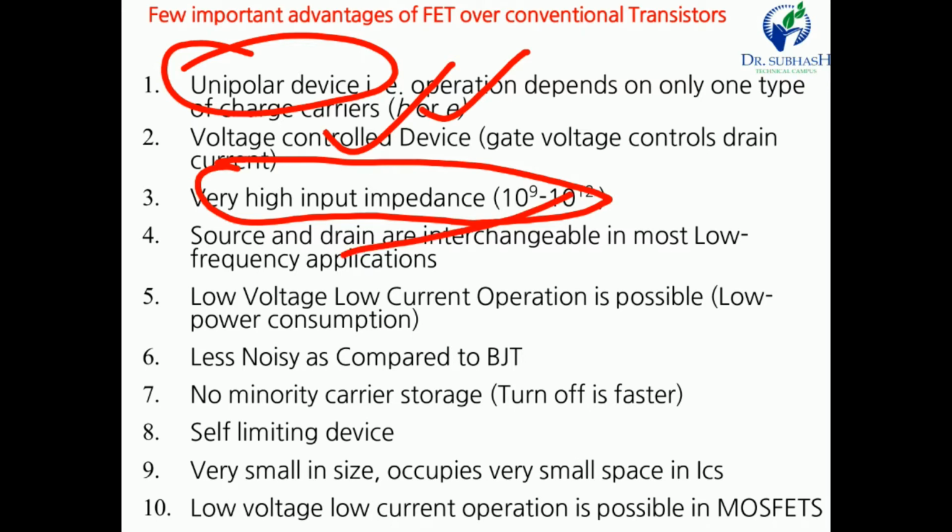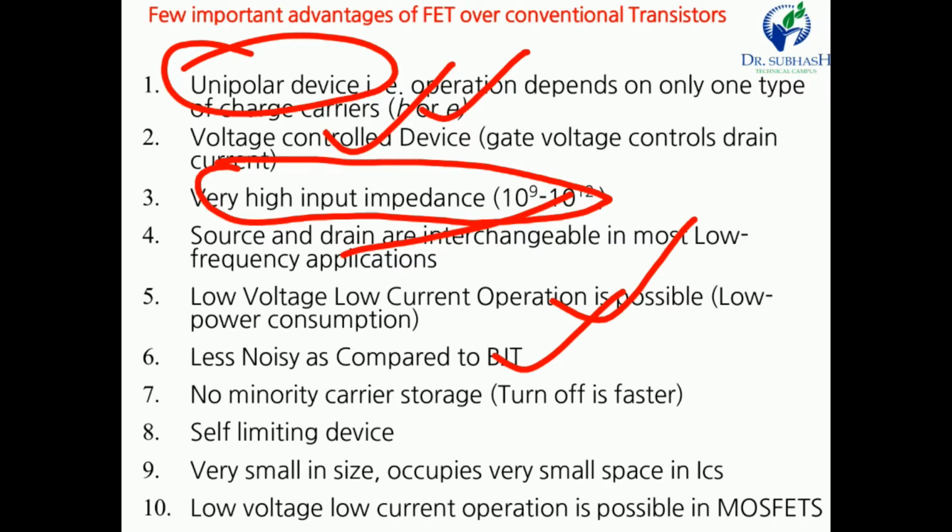Fifth, low voltage, low current operation is possible. If we talk about battery operated instruments, low power applications with low voltage and low current, at that time FET is more suitable than BJT. Then sixth, less noise compared to the BJT. FET is a less noisy component than the BJT. Noise is nothing but unwanted signal, so if unwanted signal is very small, then our actual output is very good. This is the most important.